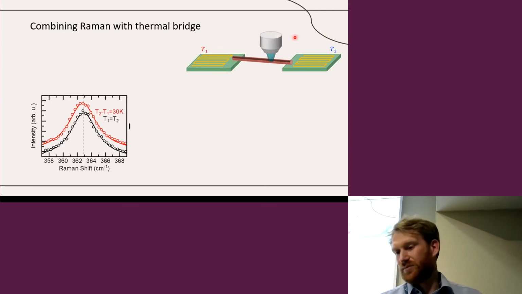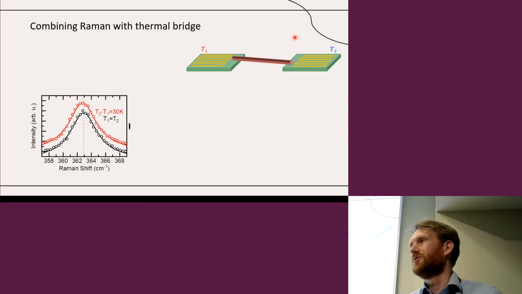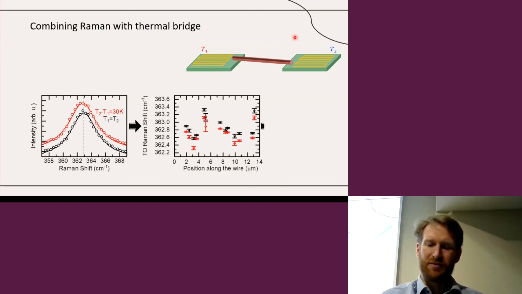And with our objective, we are scanning along the wire to locally measure the true temperature of the wire. So we get rid of the assumption that we had in the suspended bridge, where we had to assume the temperature to be equal to the suspended platforms. Instead, we are truly measuring the temperature of the wire, again by the peak shift.